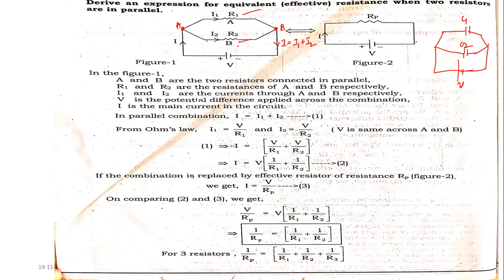We connected the two resistances in parallel. R1 and R2 are the resistances of A and B respectively. The resistance value of A is R1, and the resistance value of B is R2. Okay, V is the potential difference applied across the combination, and I is the main current in the circuit. So the main current is I.